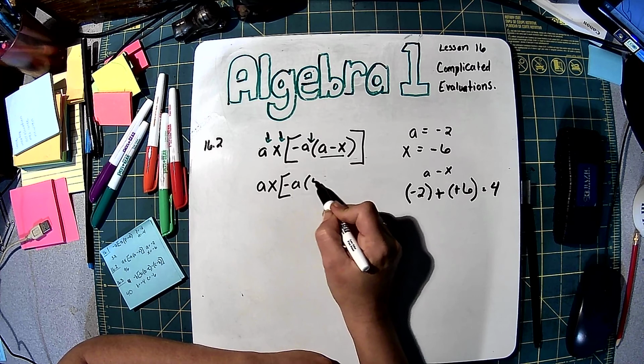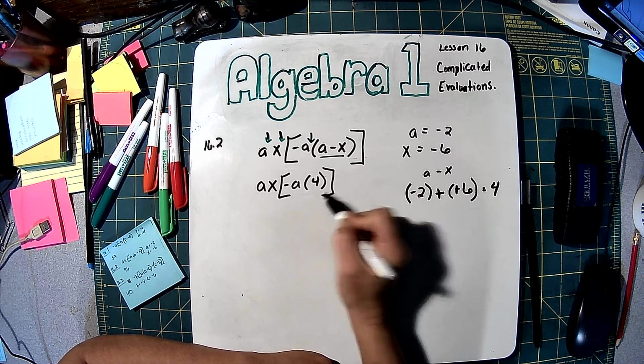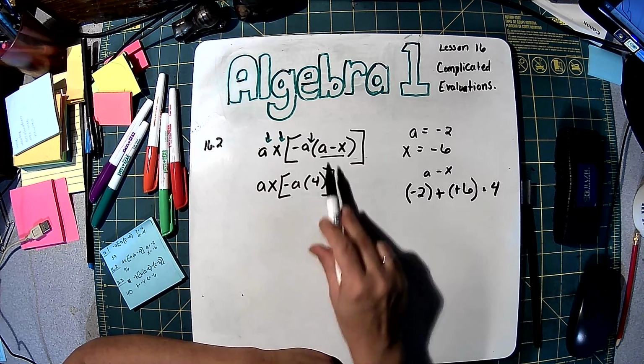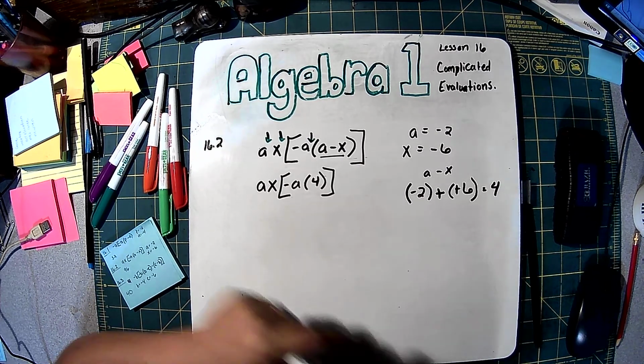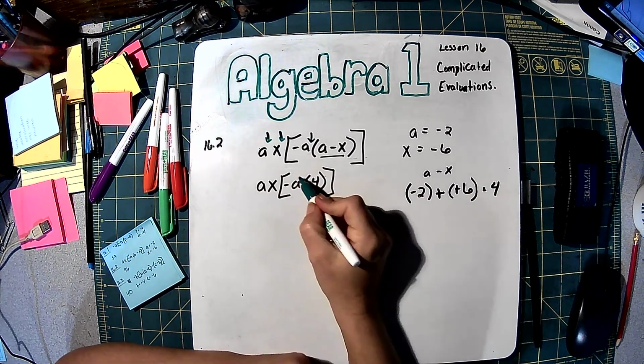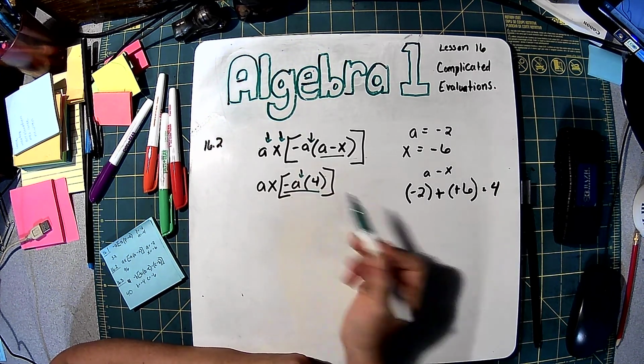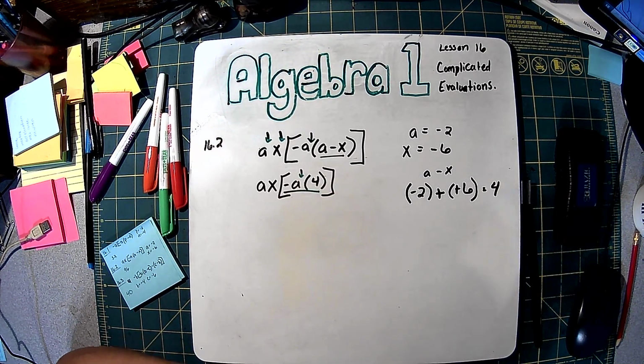And then my parentheses, everything inside there equals 4. Okay? See, a minus x is 4. Alright, the next thing I need to do is multiply right here. So I've got negative a times 4. So I'm going to do that next.